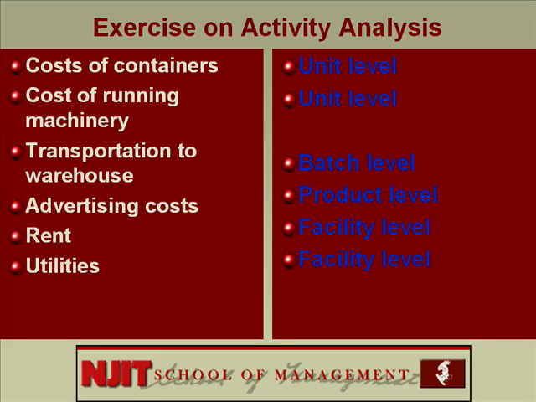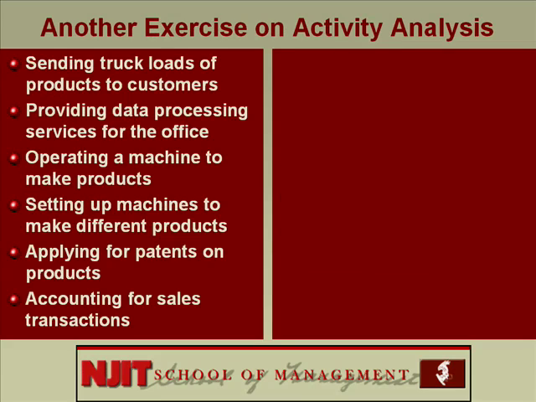Now, let's do this exercise. Describe the following activities as producing unit level, batch level, product level, or facility level costs. Stop and try it. When you are done, I'll give you the answers and we'll continue.